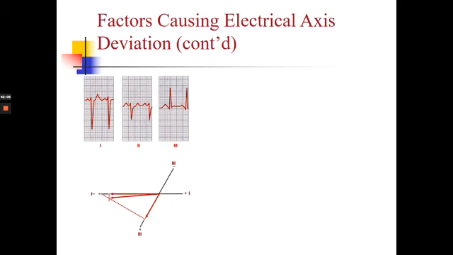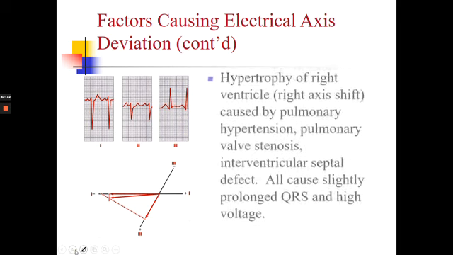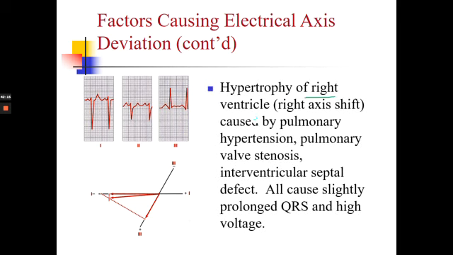Factors causing axis deviation. Here, this is right axis deviation. Hypertrophy of the right ventricle, which means something like pulmonary hypertension or pulmonary valve stenosis. As you see here, this is lead 1. Lead 1 is negative and lead 2 is positive. Negative here, this is a perpendicular line, this is another perpendicular line, lead 3, and then you get right axis deviation, because the right ventricle gets hypertrophied because of the pulmonary hypertension or pulmonary valve stenosis.